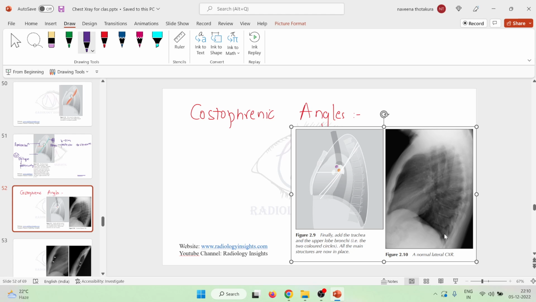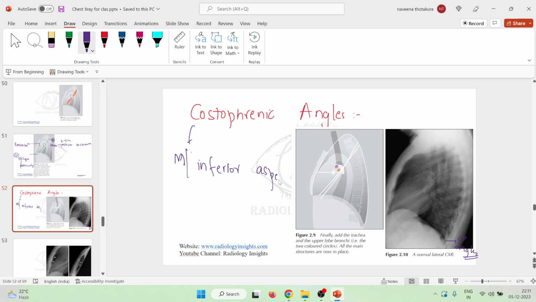Posteriorly and inferiorly in each lung, you can see the presence of costophrenic angles. In the lateral chest X-ray, each costophrenic angle is the inferior aspect of the lung. These are the most inferior aspect of lung and pleura. So this is one costophrenic angle, and this is the other.